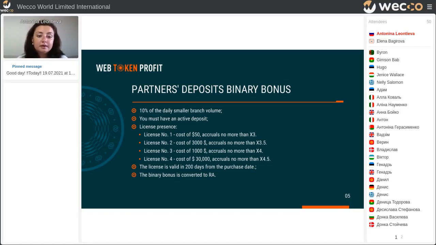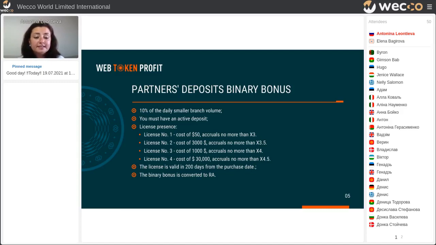License presence. Yes, we have four licenses, and they differ in cost and in the accruals X factor. For example, if you get the first license from $50, accruals are no more than X3. So what does it mean? For example, if you made a deposit of $100, you cannot get more than X3, and the same applies to the second, third, and fourth licenses.